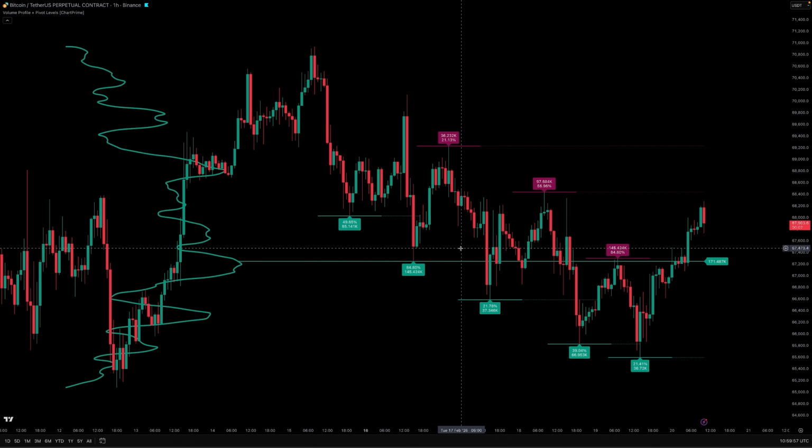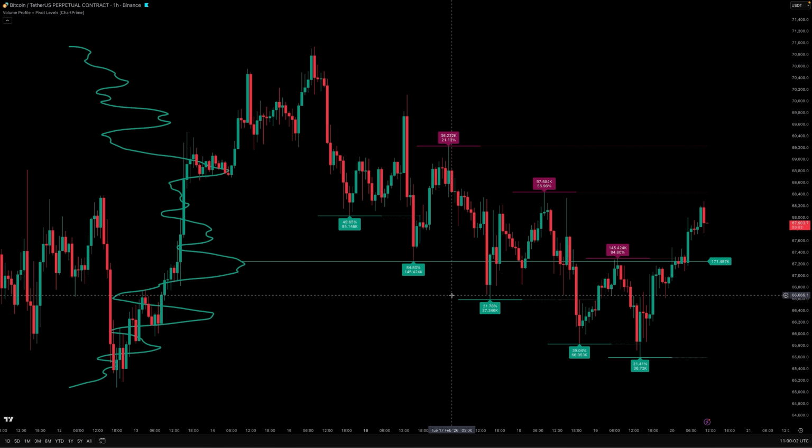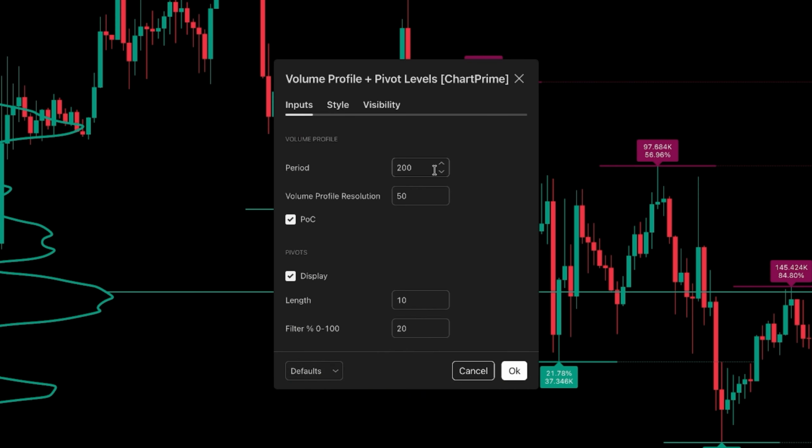And the last important part is calibrating for the market. Different assets have their own rules, so you need to adjust the filter settings accordingly. Here are a few examples. Forex, default period's 200, and for the filter threshold, set volume as a POC percentage to 25 to 30%. Forex likes stability. These settings filter all the clutter.